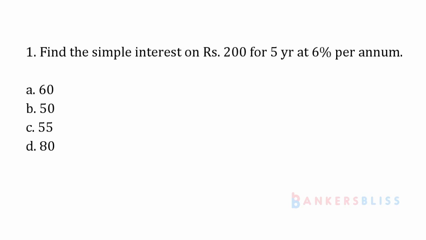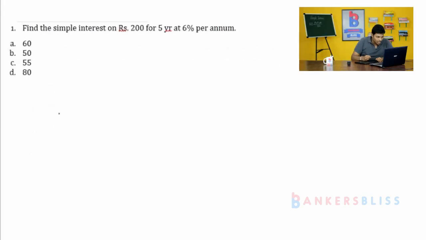So problem number 1: find the simple interest on rupees 200 for 5 years at 6% per annum. So in the question they have given the principal amount as rupees 200.